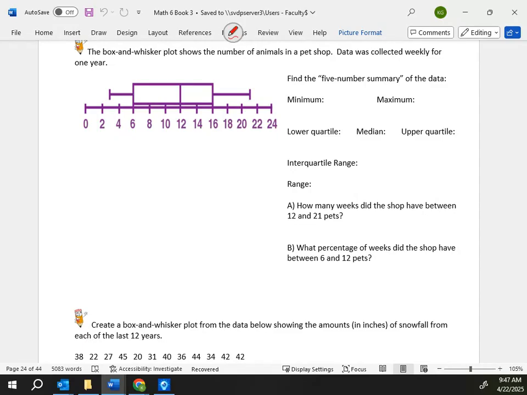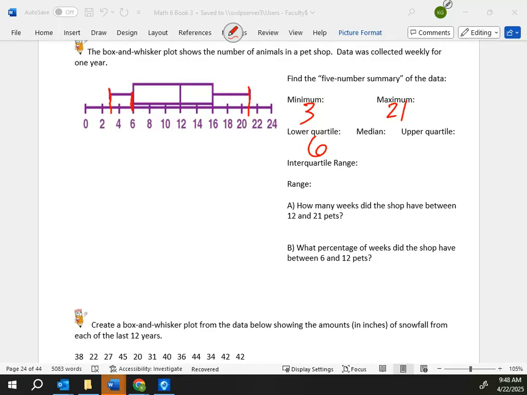So we've already done this. You're not going to write this on your help sheet, but I want to review how to read the box and whisker. What would our minimum number be? James. So this minimum comes right there. 3. What is our maximum? 21. What is our lower quartile? Kylie? 6.